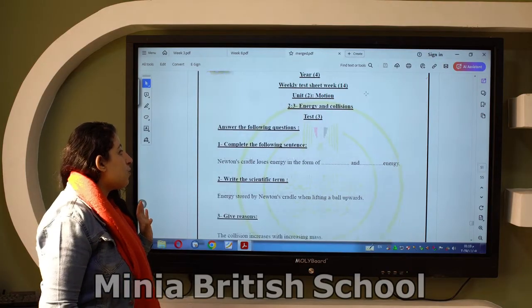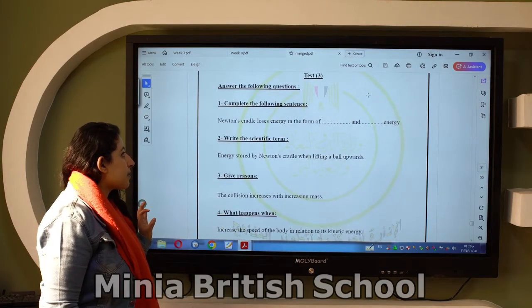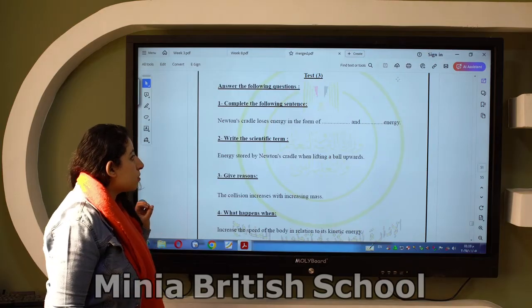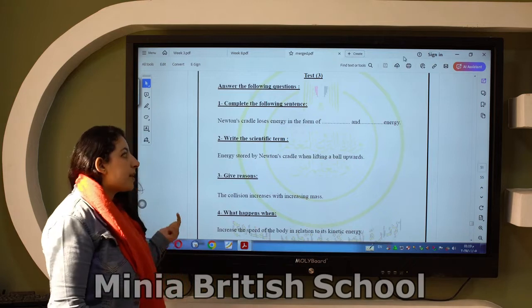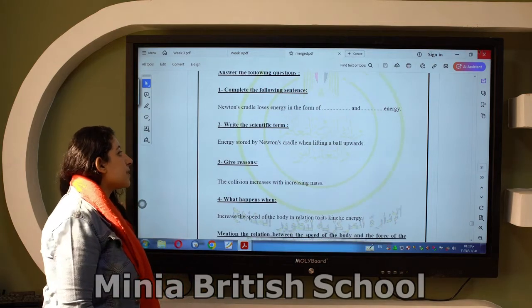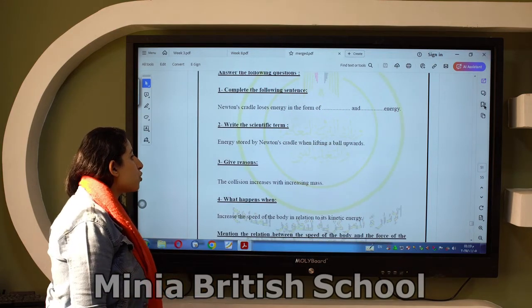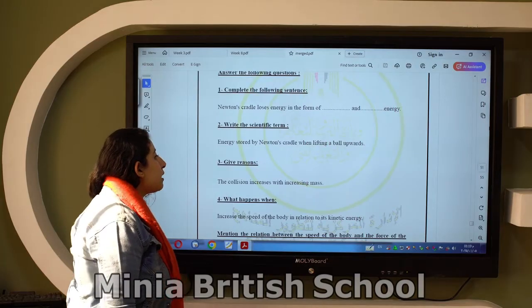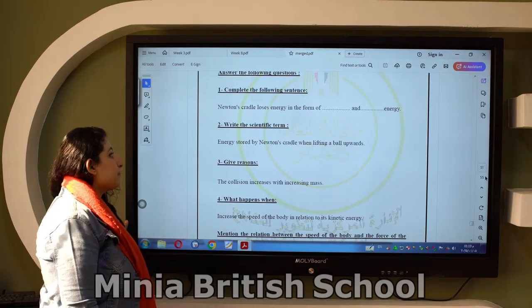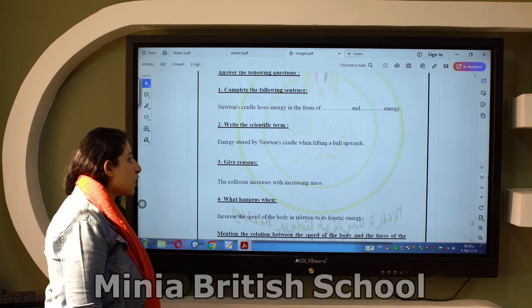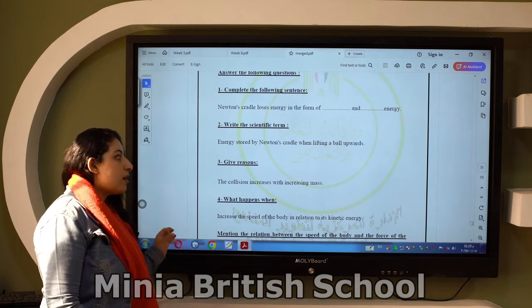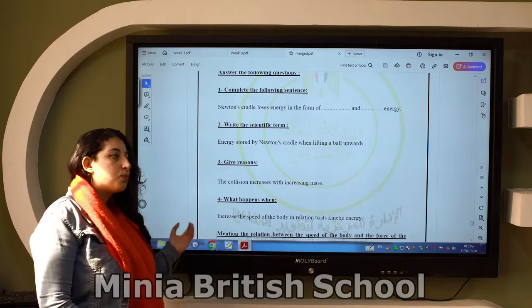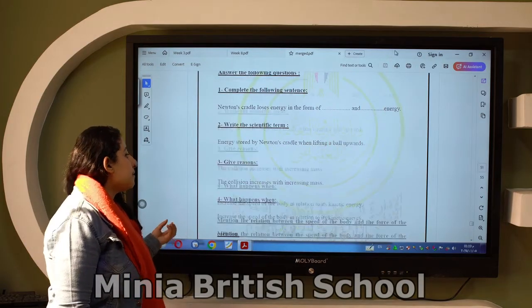Test 3 in week 14. Newton's cradle loses energy in the form of what and what? Thermal and sound. Write the scientific term. Energy stored by Newton's cradle when lifting a ball upwards. Stored potential energy.